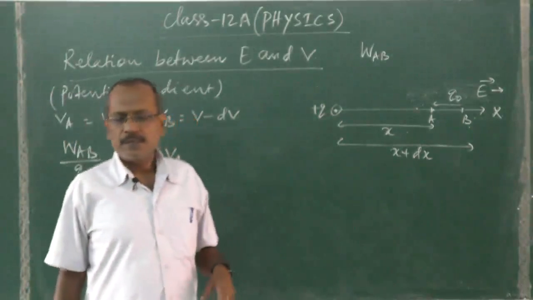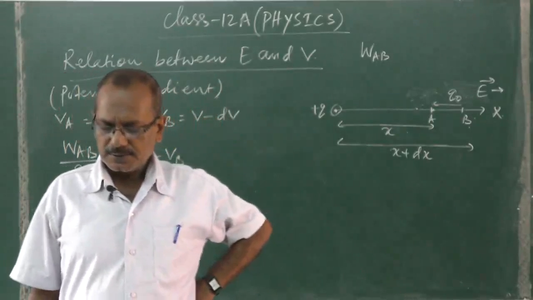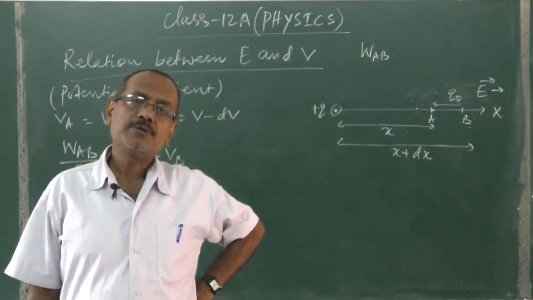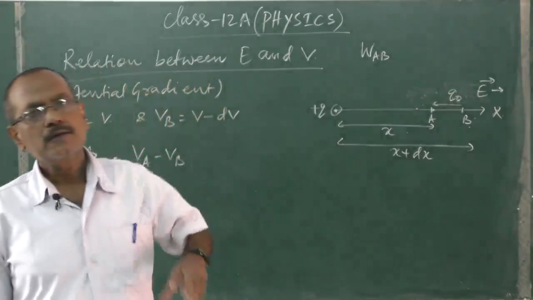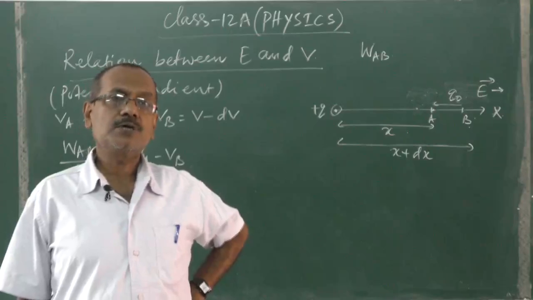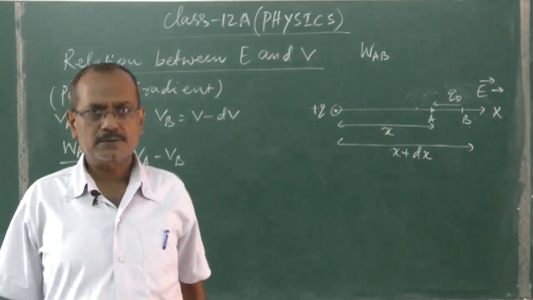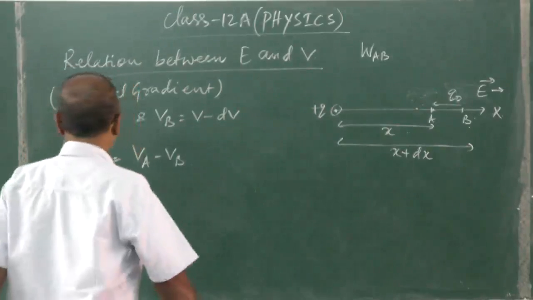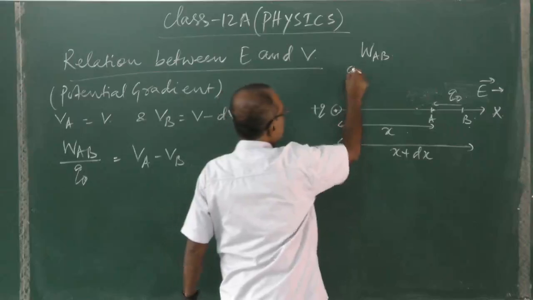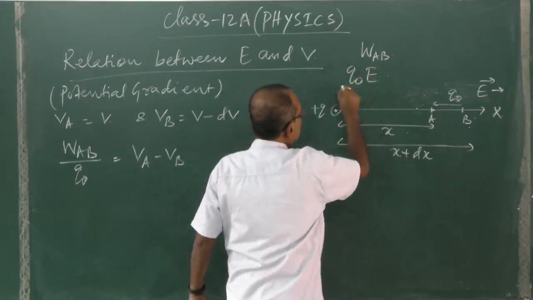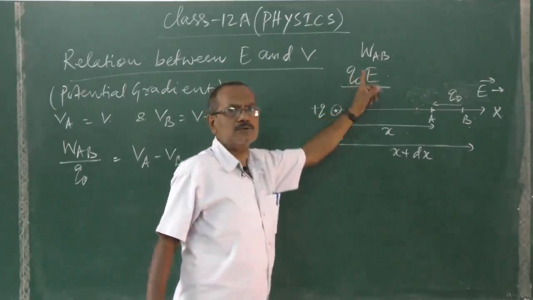Now next, also work done to carry the test charge from B to A, another way. Now we will apply here work done is equal to force into displacement. So therefore here force acting on Q0 is how much? Q0 into E, charge into intensity.